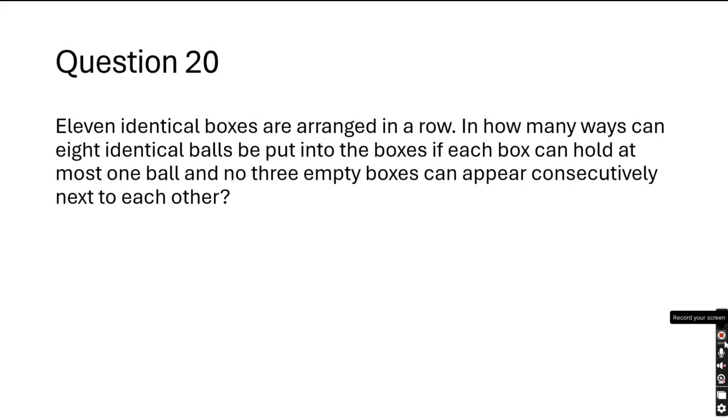So this is question 20. 11 identical boxes are arranged in a row. In how many ways can 8 identical balls be put into the boxes if each box can hold at most one ball and no 3 empty boxes can appear consecutively next to each other? Please pause the video right now if you want to attempt this question for yourself.